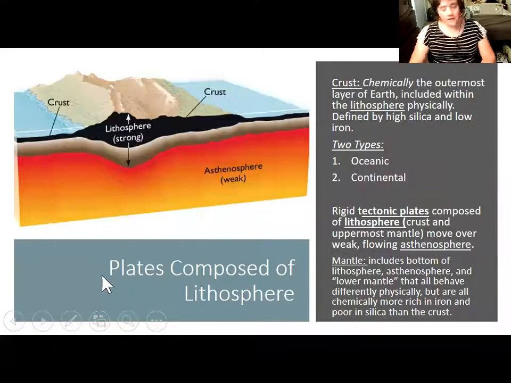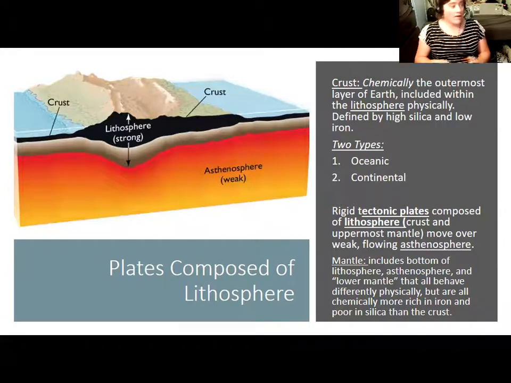So the crust is chemically the outermost layer of Earth, and it's kind of like pond scum floating on top because it's less dense than anything else. It's chemically less dense because it has so much silica and so little iron. If you look at the periodic table, silica is a much lighter element than iron, and it really comes down to that. The core, in fact, is defined by mostly having iron and nickel and very little silica.